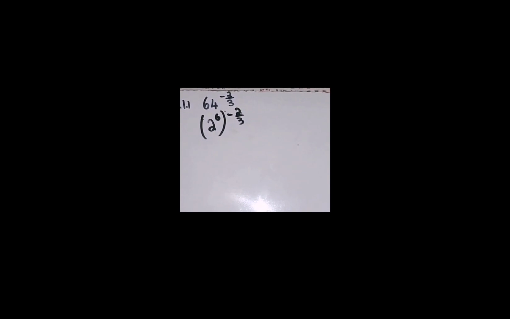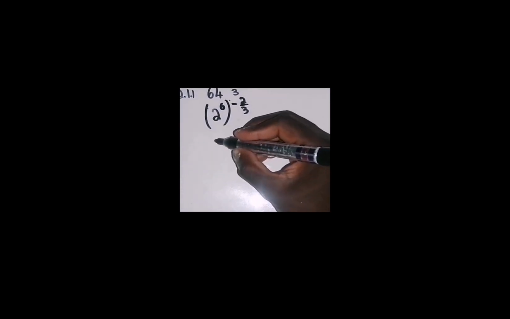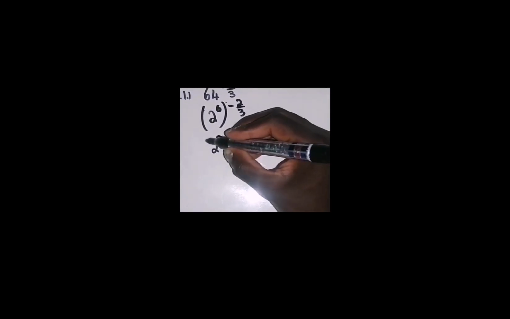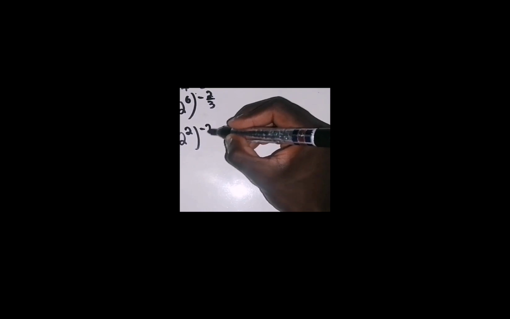So the shorter version is, if you have a base raised to an exponent with an exponent outside the brackets in a form of a fraction, you will divide the exponent of that base with the denominator of the exponent that is in a form of a fraction. So here we're going to divide 6 by 3. So 6 divided by 3 is 2. So we'll have 2 to the power 2 raised to the exponent of negative 2.